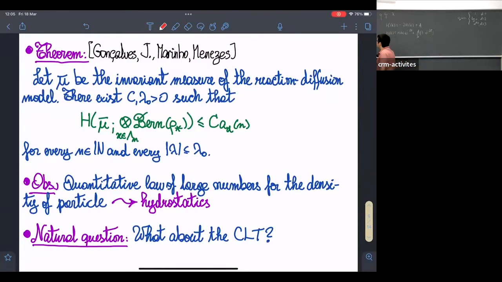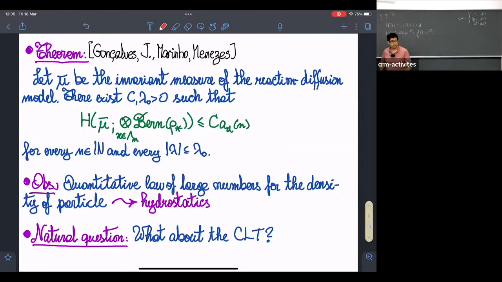This is what people call hydrostatics in this context, which means that it's like a hydrodynamic limit, in the sense that we are showing that the density of particles converges to some function. Here this is just a constant, since remember that we have space, so it's constant in space, but it's still a spatial result. So there could be spatial fluctuations, and this inequality rules these fluctuations out.